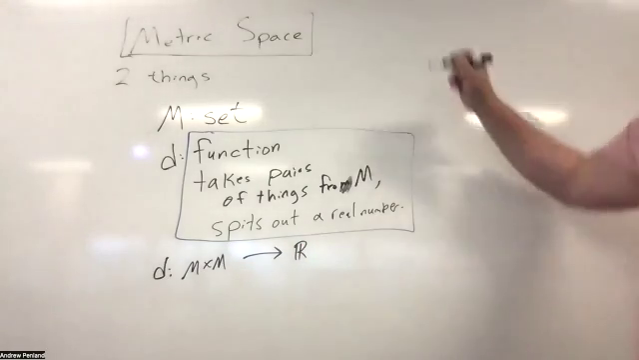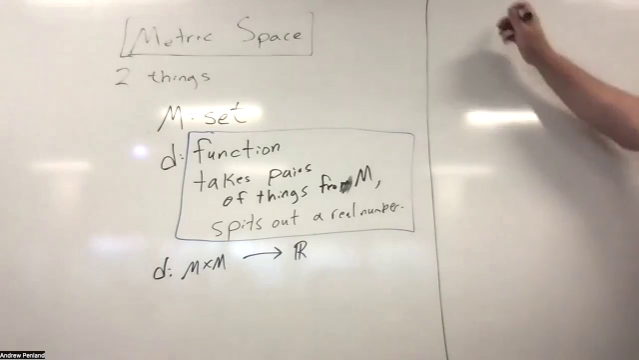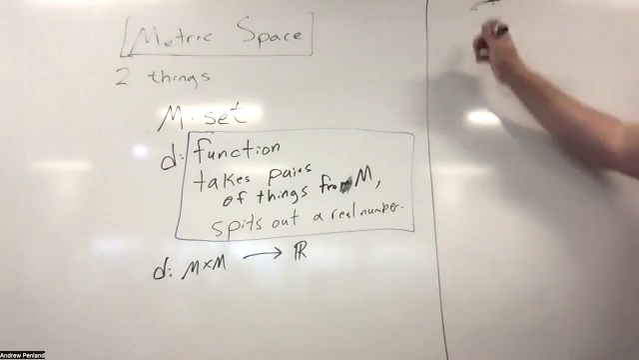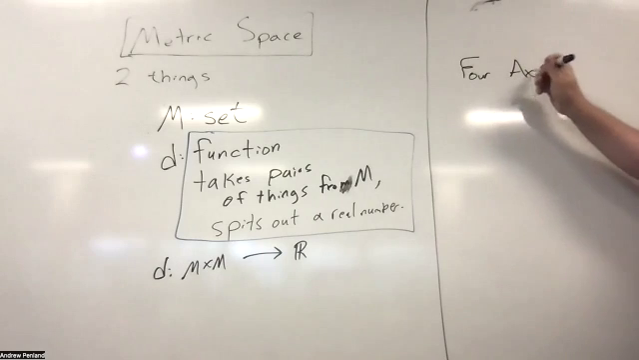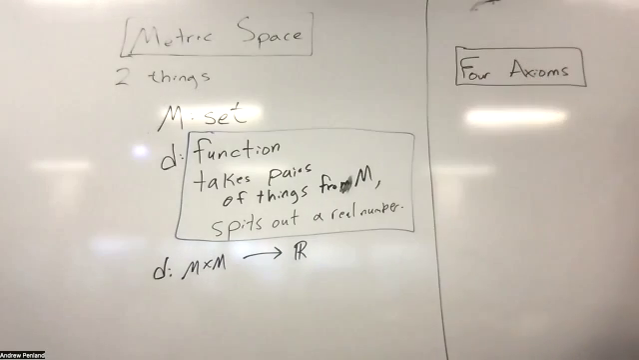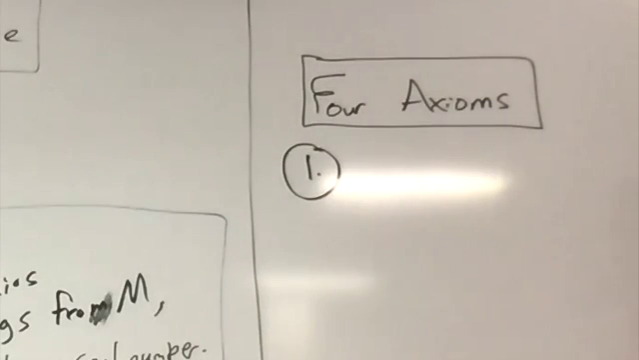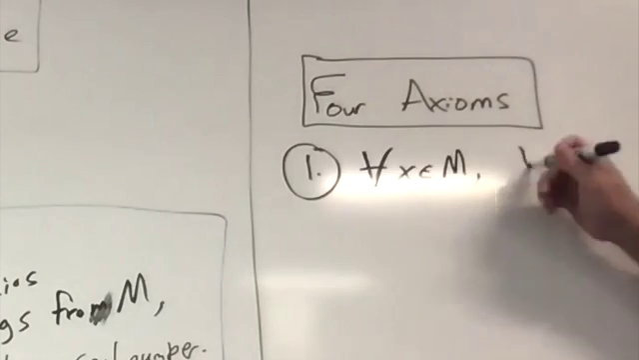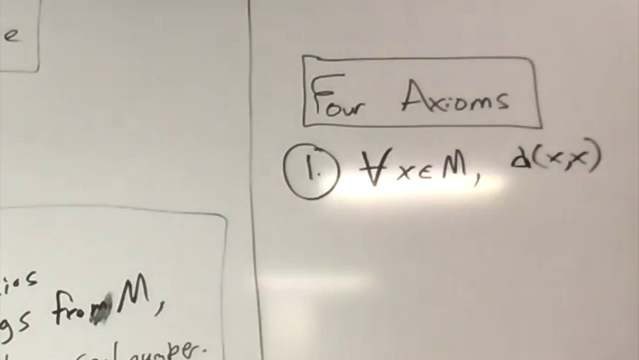So this is a way of expressing the distance between two things in your space. And there are 4 axioms that you have to have if you're going to be a metric space. 4 axioms you have to satisfy. First is that if you have a point in your M space, the distance from a point to itself should be 0. So the distance from X to itself is 0.